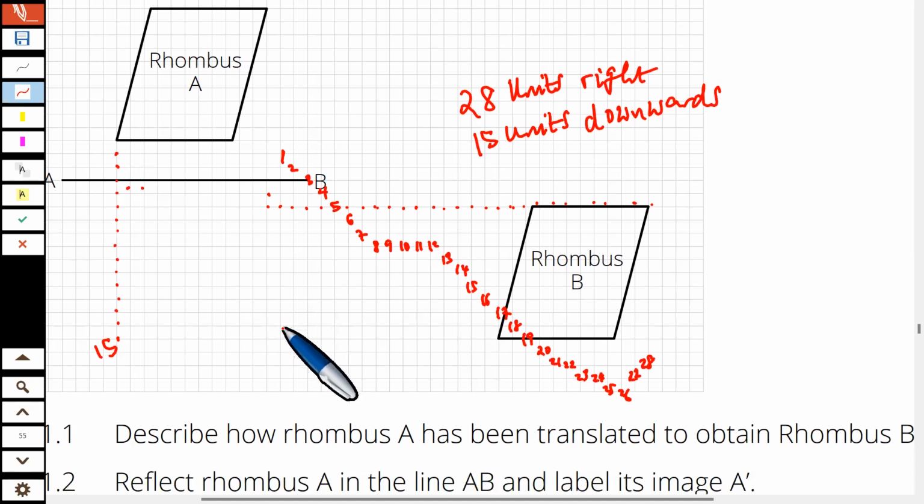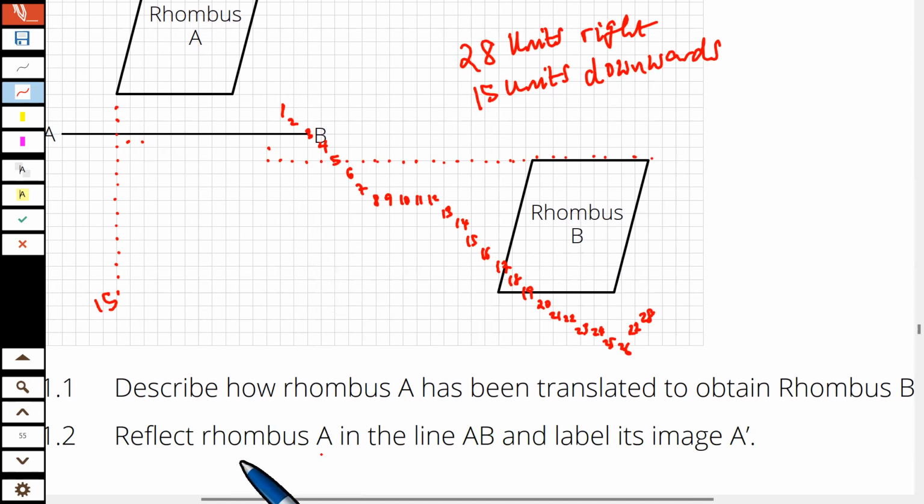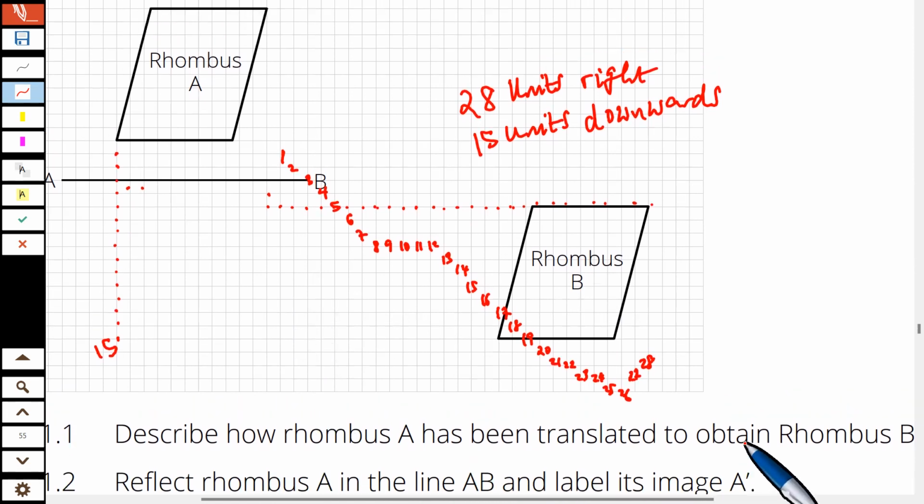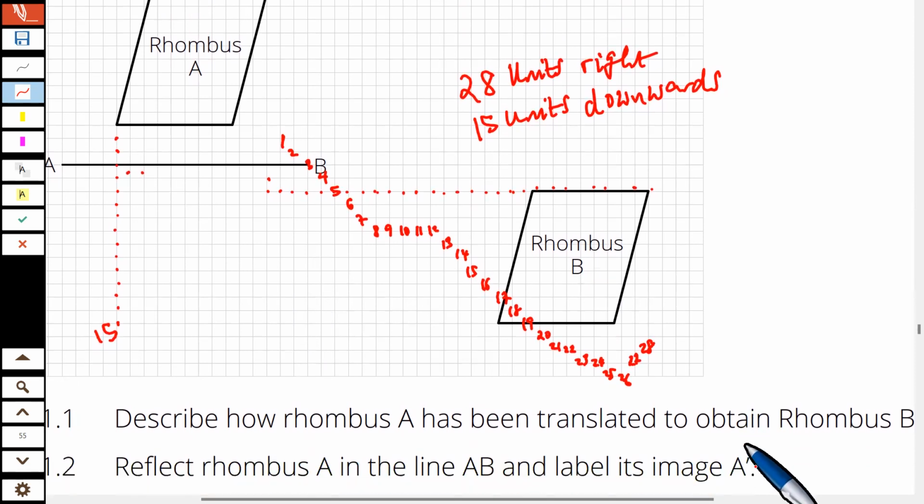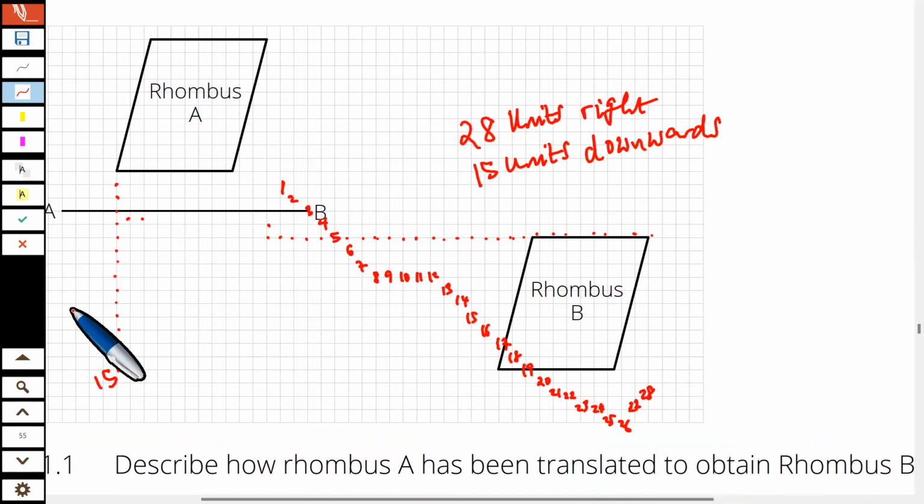Reflect rhombus A in the line AB and call its image A primed. If you reflect in the line AB and call its image A primed, what is it going to be?